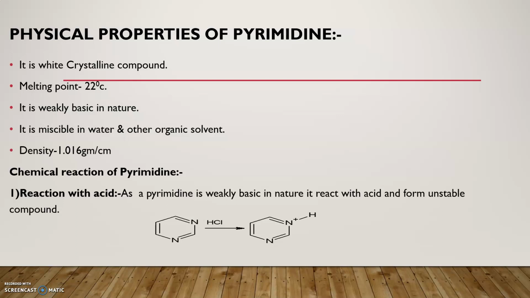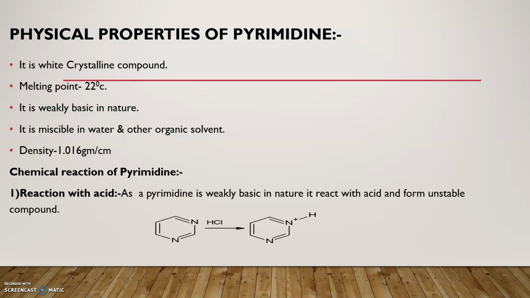Now let's see the various physical properties of pyrimidine. Pyrimidine is a white crystalline powder which has a melting point of 22 degrees Celsius, and is weakly basic in nature. It is miscible in water and other organic solvents. The density is 1.016. These are the physical properties of pyrimidine.